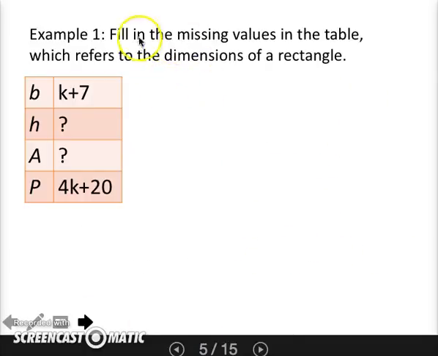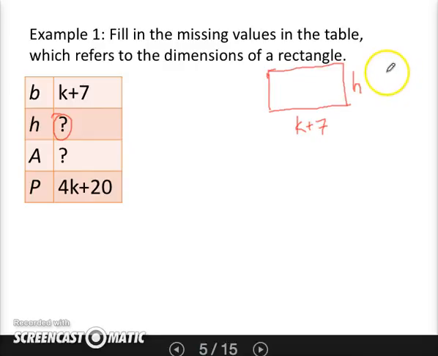Let's do an example problem where we're asked to fill in the missing values in this table, which refers to the dimensions of a rectangle. So I'm going to draw a diagram of our rectangle. We're told that the base measures k plus 7, and we need to find what the height is going to be. So I'm just going to label that h. Well, it doesn't look like we have very much information here. We're given that the perimeter is 4k plus 20. So we must have to use the perimeter somehow in this problem.